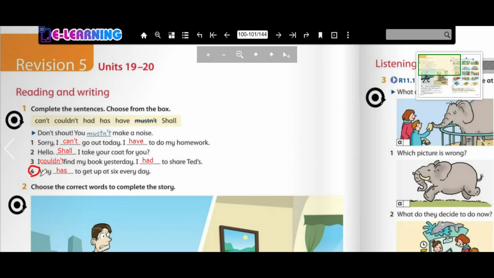Okay. Number 4: "Amy has to get up at 6 every day." Why? Because we can see every day. That's why we use has to verb. All right.